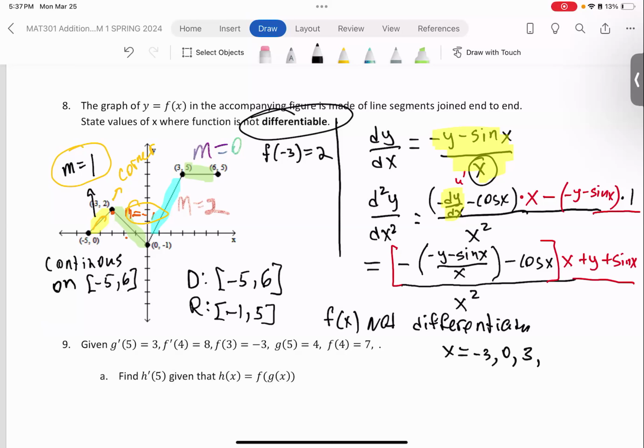So it's also not differentiable at -5, and it's not differentiable at 6 because you don't know what happens right after. So that's why when you say differentiable, you're including an open interval. So you'll include them as well, the endpoints.